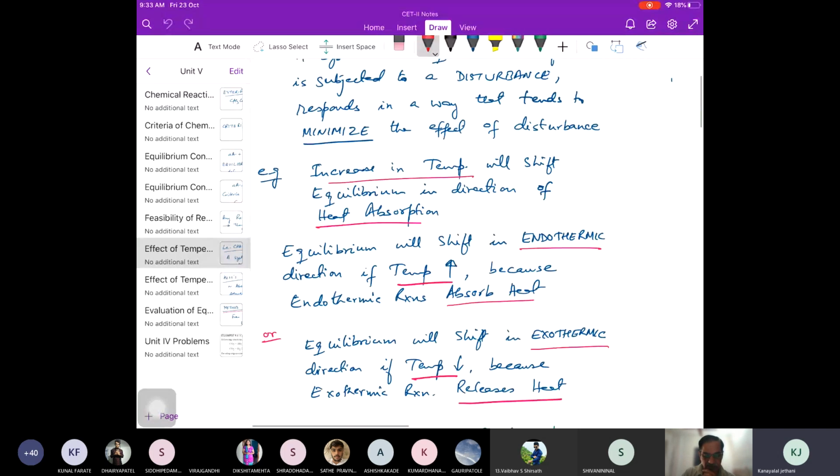That means an increase in temperature will shift the equilibrium in the direction of heat absorption. Reduce temperature, reduce करना है ना, heat absorb होगा, right? Temperature बढ़ा है, heat release हो रहा है, बराबर? When you say exothermic reaction में heat release होता है, endothermic reaction में heat absorb होता है, right? You know this concept?